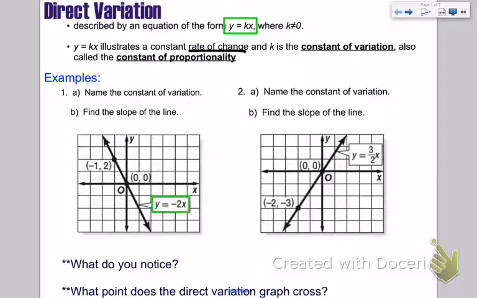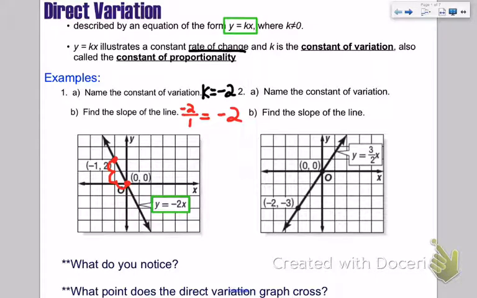So in example 1, it says name the constant of variation. We're given the equation y equals negative 2x, so my k value is equal to negative 2. Now let's find the slope of the line. I'm going to pick this point, and it's rise over run. I go down 2, so negative 2, and over 1, which is equal to negative 2. Notice that those values are the same. Let's see if that's the same case for the rest of them.